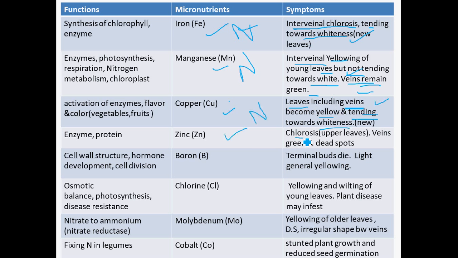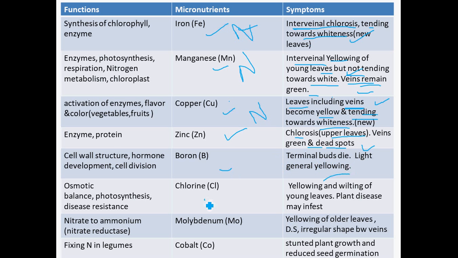Lack of zinc: upper leaves will show chlorosis, veins would be green, and dead spots occur in all parts of the leaf. Dead spots mean death of plant tissue. Next one is boron. Terminal buds die, and there is light general yellowing.